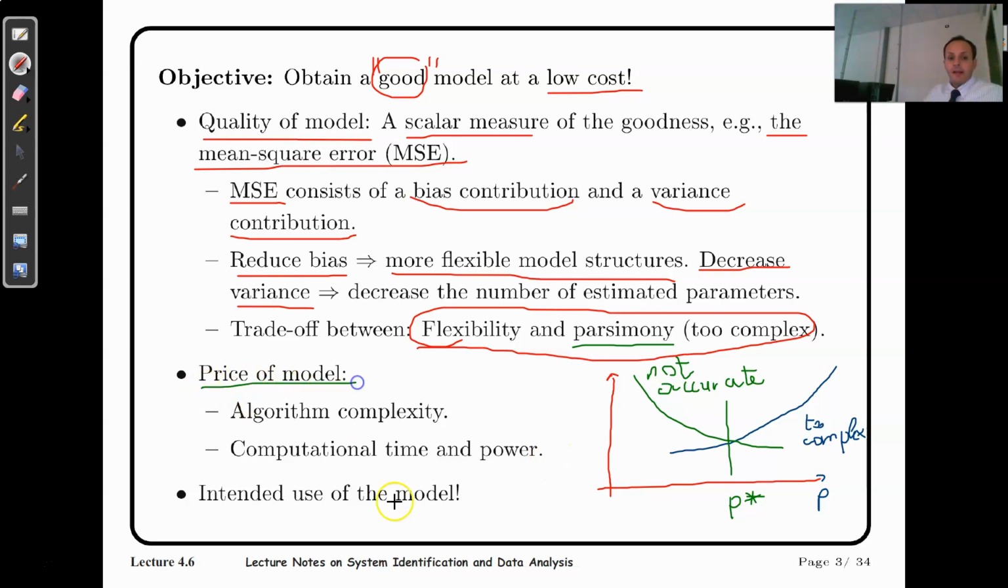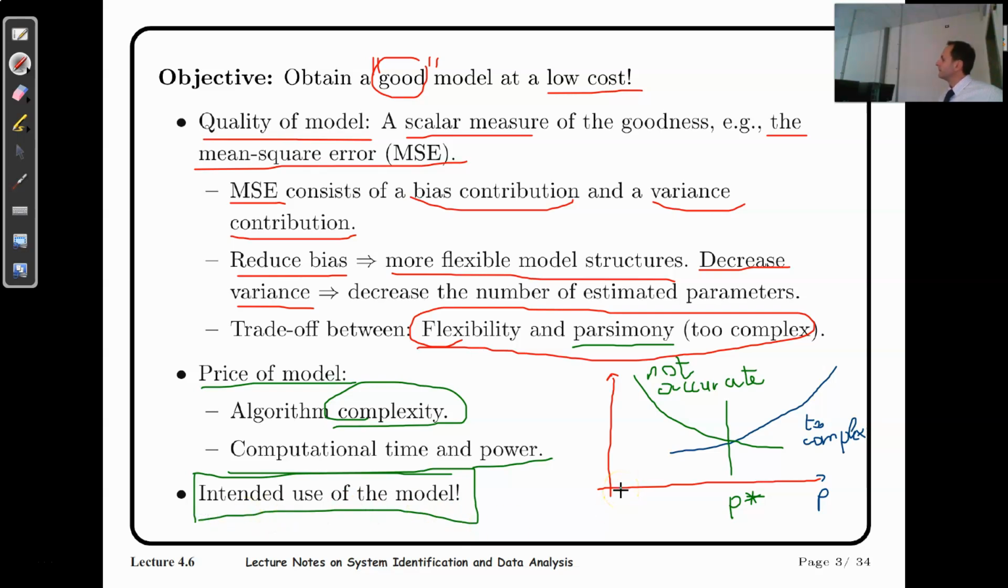The price of the model depends on the complexity of the algorithm, and also the computational time and power. And the final observation is the intended use of the model. Why are you deriving this model? What for? It depends on your application.